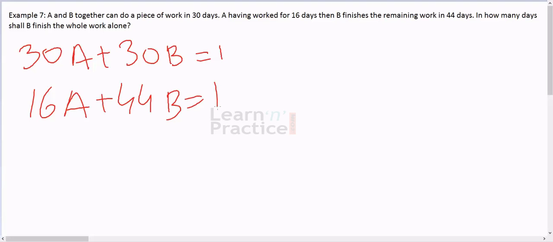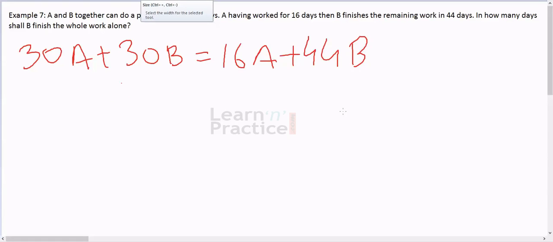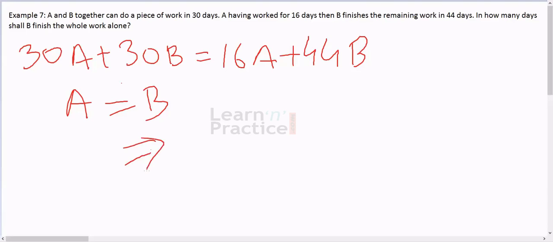Now equate these two equations, and if we solve this, we will get A is equal to B. That means the efficiency of A and B is the same. So if A and B working together can complete the work in 30 days, and since their efficiency is the same, if they work individually they can complete the work in double the amount. That means they can complete the work in 60 days. So A and B both can complete the work in 60 days if they work individually.